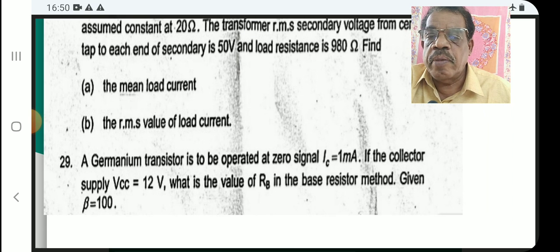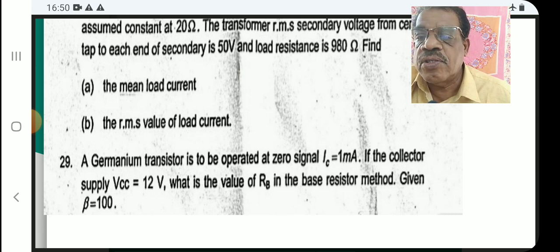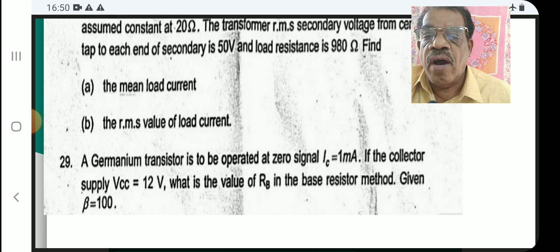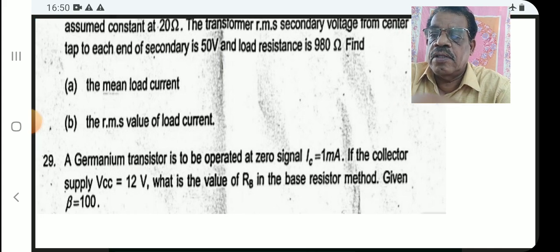Next question, a germanium transistor is to be operated at a zero signal IC of 1 mA. If the collector supply VCC is 12 volt, what is the value of RB in the base resistor method? Given beta is 100. Base resistor method of biasing.